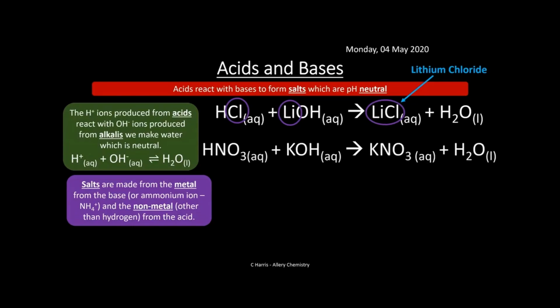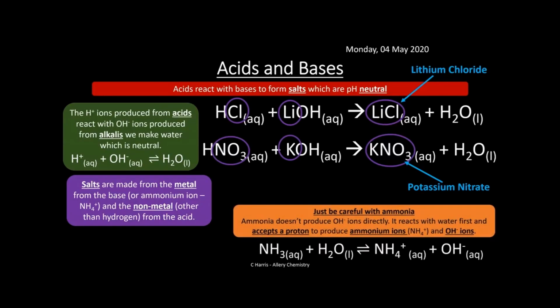Here's another example. This is nitric acid reacting with potassium hydroxide, and that forms potassium nitrate and water. Again, we're taking the non-metal part from the acid, and we're taking the metal part from the base to form the salt.